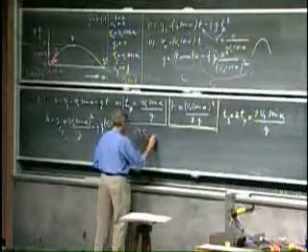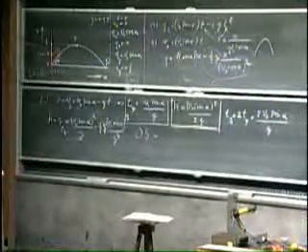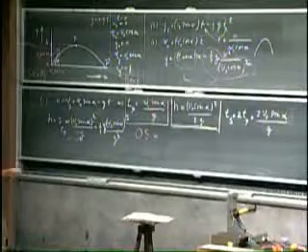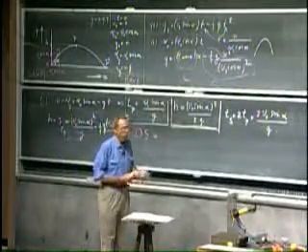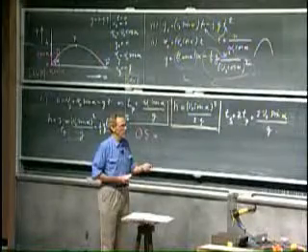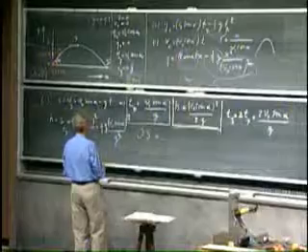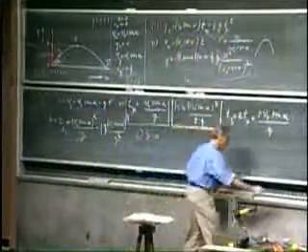I want to know what OS is. The distance OS. I shoot it up and it hits the floor again. What is that distance that it travels? Well, for that, I need equation number 1. It is V0x times the time. And V0x is V0 cosine alpha.